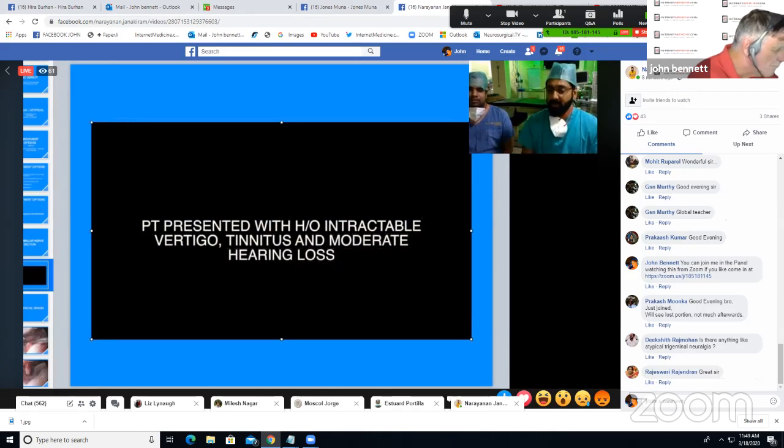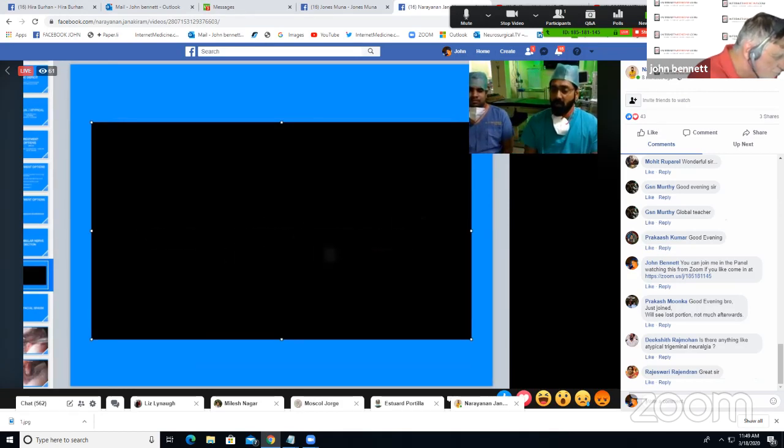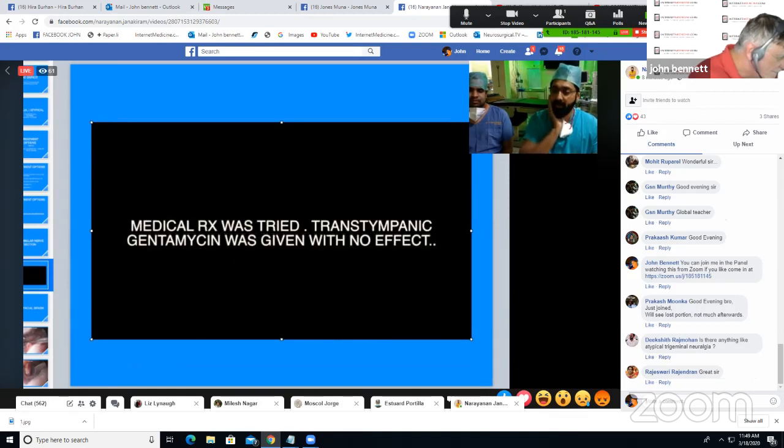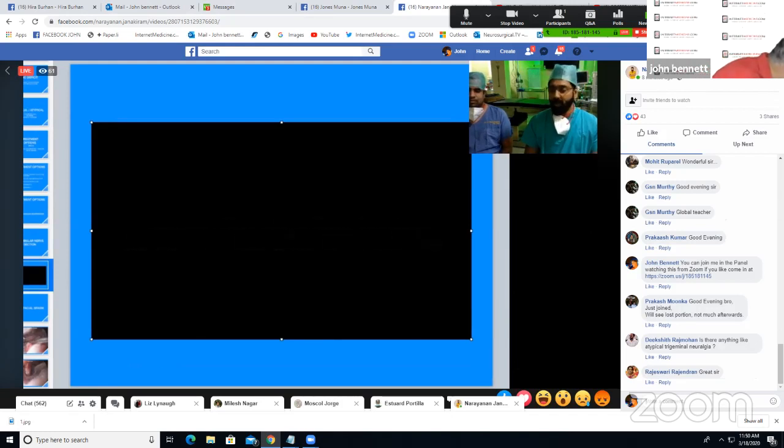Now this patient presented with intractable vertigo, tinnitus, and moderate hearing loss. Medical treatment was tried. Transtympanic gentamicin was given with no effect.